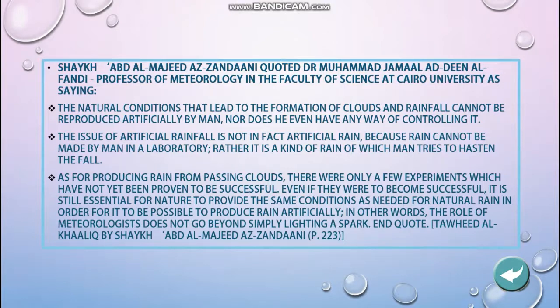As for producing rain from passing clouds, there have been only a few experiments, which have not yet been proven successful. Even if they were to become successful, it is still essential for nature to provide the same conditions as needed for natural rain in order for it to be possible to produce rain artificially. In other words, the role of meteorologists does not go beyond simply lighting a spark.